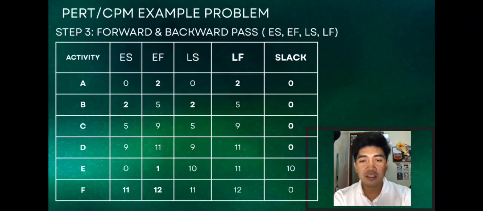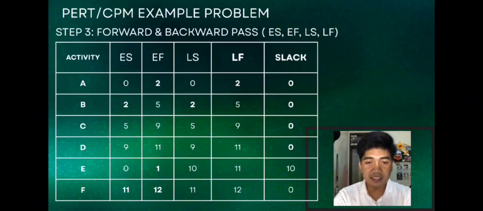So the step 3 of forward and backward pass, this table shows that the activity A's estimated time to start is 0, and the estimated time to finish is 2, and the latest time to start is 0, while the latest time to finish is 2, and slack is 0. In activity B, the estimated time to start is 2, while the estimated time to finish is 5. The latest time to start is 2, and the latest time to finish is 5, while the slack is 0.